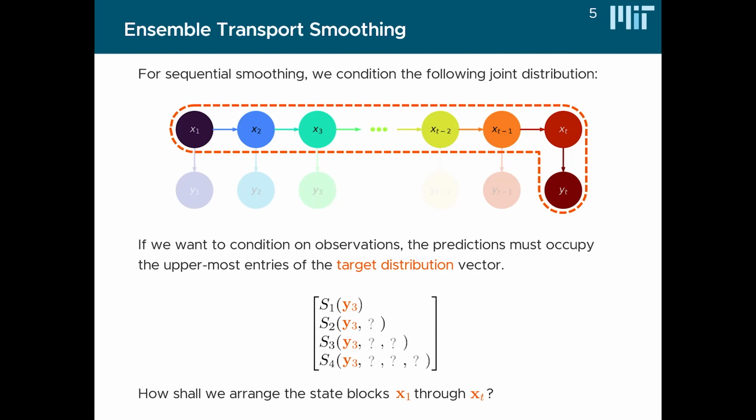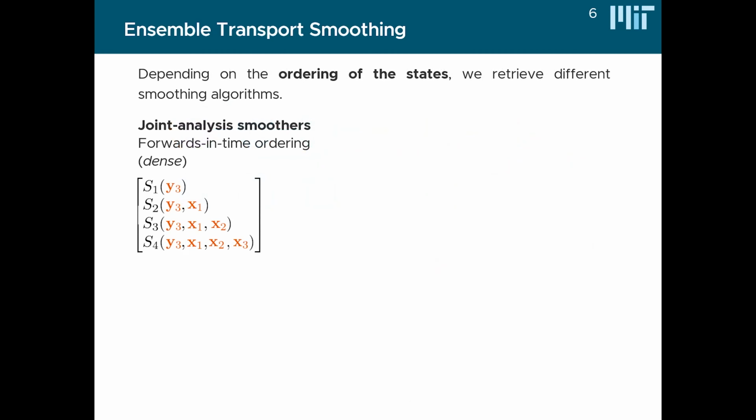And as it turns out, depending on which kind of ordering we choose, we retrieve different existing smoothing algorithms. For instance, if we choose a forward in time ordering where we arrange the state blocks from x1 to xt, from top to bottom, and then consider a special case in which all of these map component functions from s1 to s4 are linear, then we can actually optimize the map in closed form, we can evaluate its inverse in closed form, and we obtain a very familiar equation after a bit of reformulation, which you might recognize as your ensemble Kalman smoother.